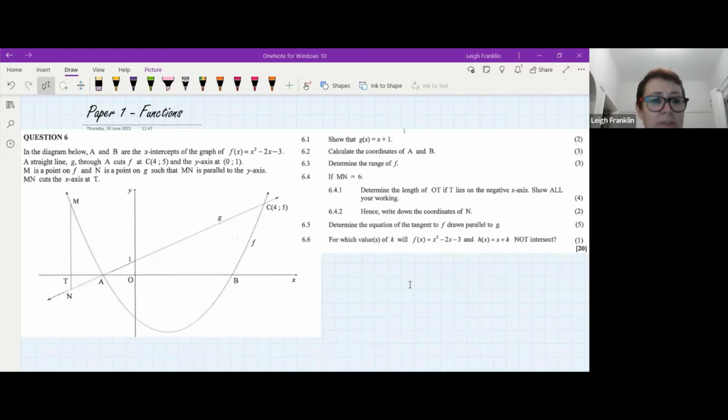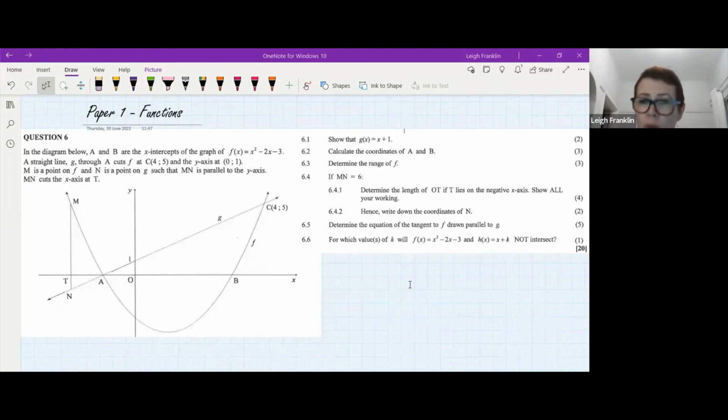Line G cuts F at C, which has the coordinates (4, 5), and the y-axis at (0, 1). M is a point on F and N is a point on G, such that MN is parallel to the y-axis, and MN cuts the x-axis at T. So all fairly straightforward, standard stuff.